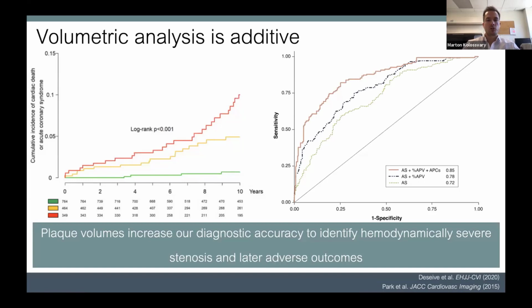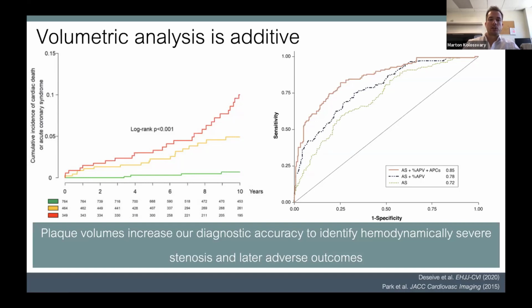Using this information, several studies have shown that this volumetric analysis is additive and provides superior classification of patients who potentially have adverse outcomes later, even at a 10-year span. So basically, using this, we're able to increase our diagnostic accuracy to identify patients above and beyond clinical characteristics, clinical evaluation of CAD, and hemodynamic characteristics of the lesion. And therefore, this is a very additive approach.